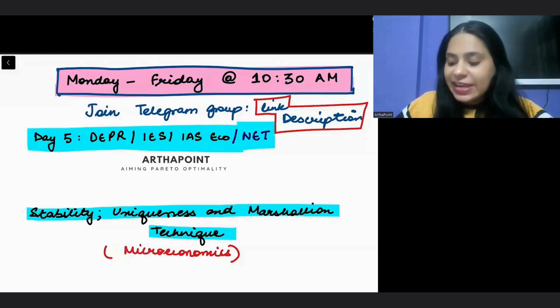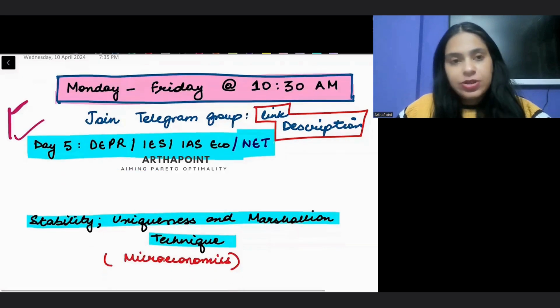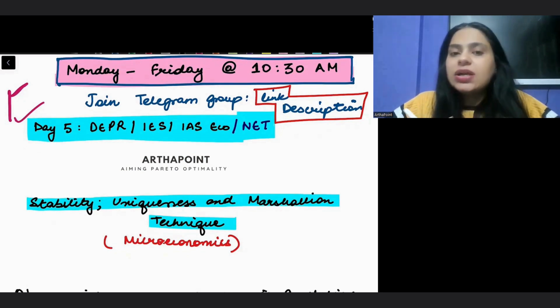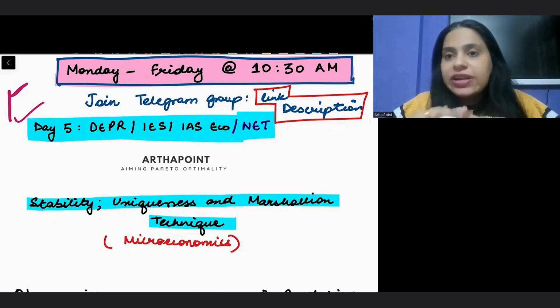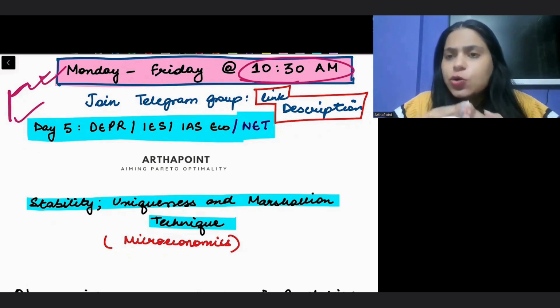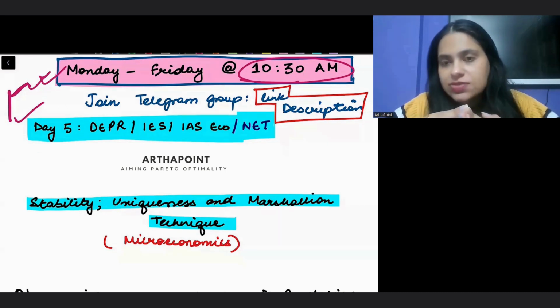Welcome to day 5 of our preparation, where we prepare for 4 important exams together, which is DEPR, IES, IAS Economics Optional, and UGC NET Economics. Every day, I meet you from Monday to Friday at 10:30 a.m. and we sit together and do questions based on different topics.